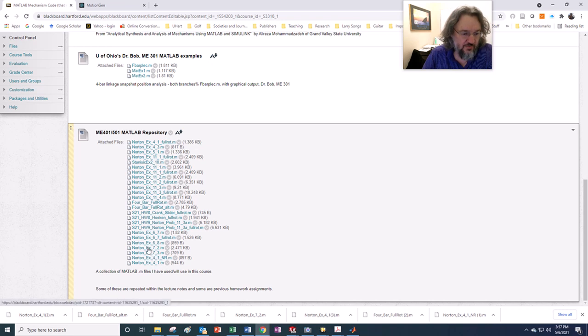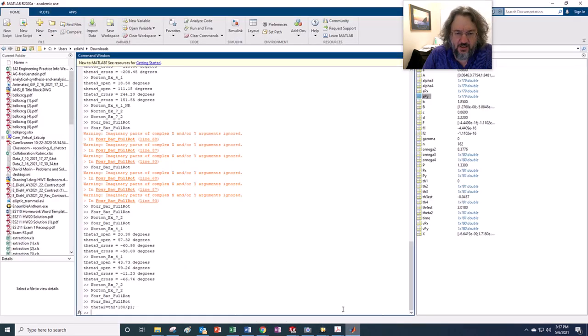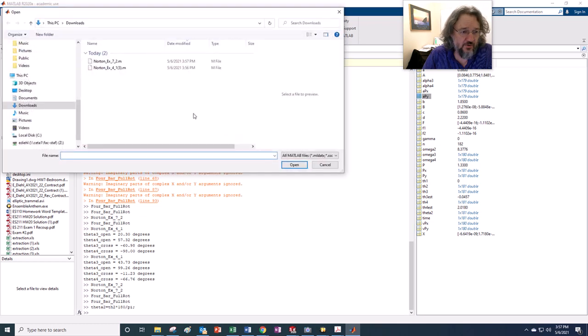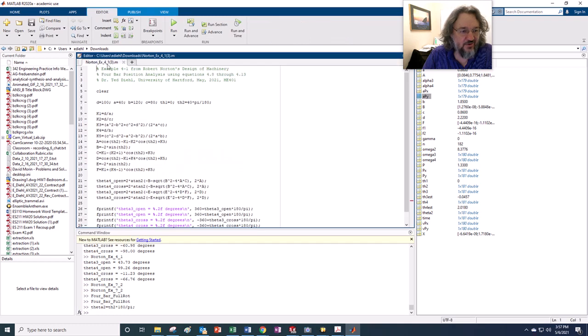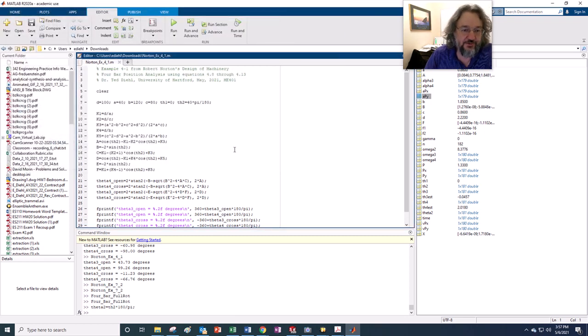Norton 7.2 is a 4-bar where we get the acceleration, right? So that actually I could use, but I think I'll go ahead and do Norton 4.1 first here. Now I'm going to open this up, but of course I've downloaded it before, so it's including that parentheses 3. I need to get rid of that in order for the thing to actually run.